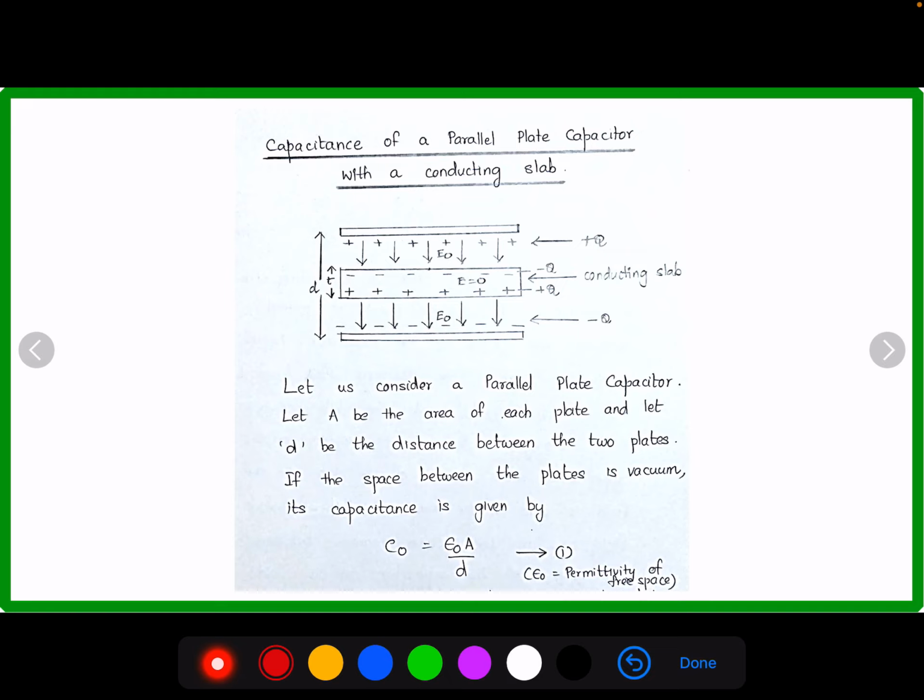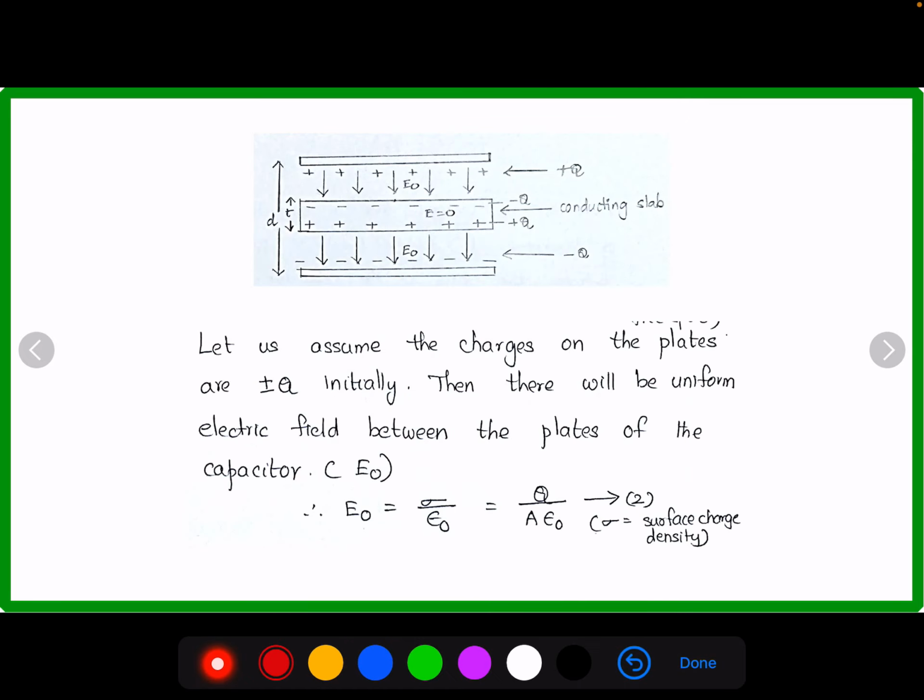Now, we have introduced a conducting slab of thickness t in between the plates. You can see here, this is our conducting slab. It has a thickness of small t, and the distance between the plates is d. Thickness of the slab is small t. So with that introduction, let us see now.